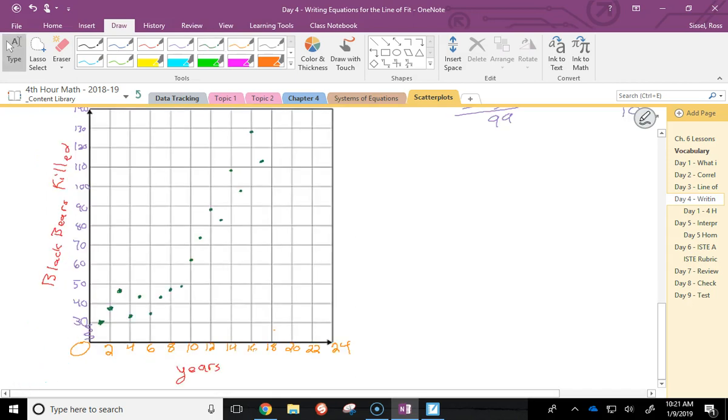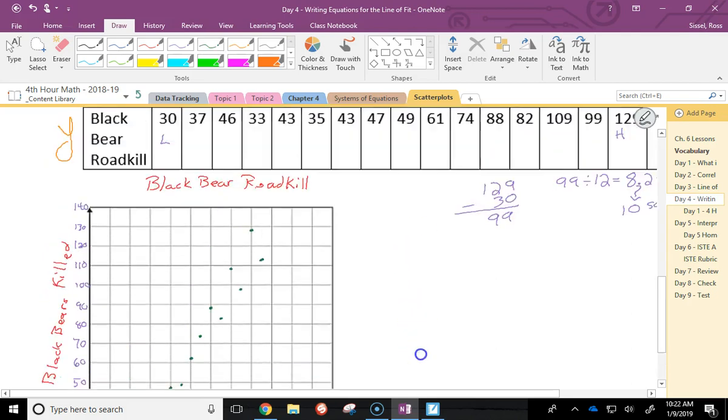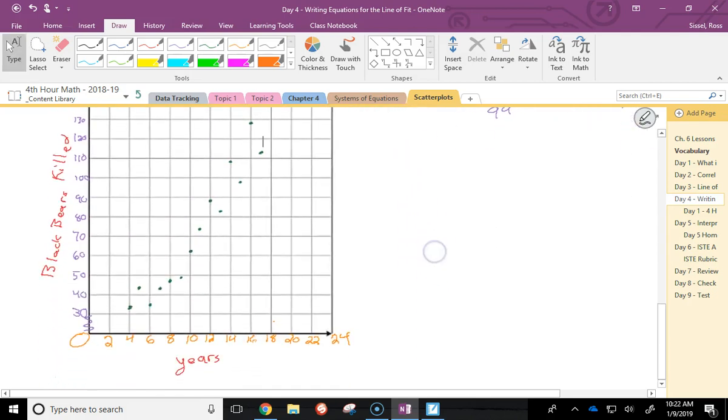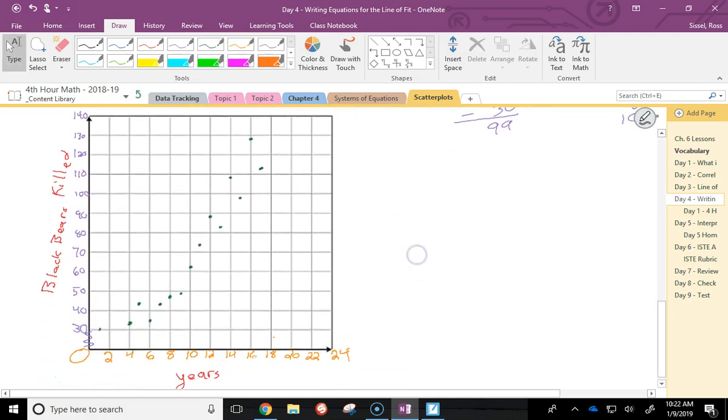Alright, so if you look, I've now got all my points plotted on there. When I first started, when I wasn't zoomed in as much, my dots are a lot bigger. Let's do the first 3: 1, 30; 2, 37.